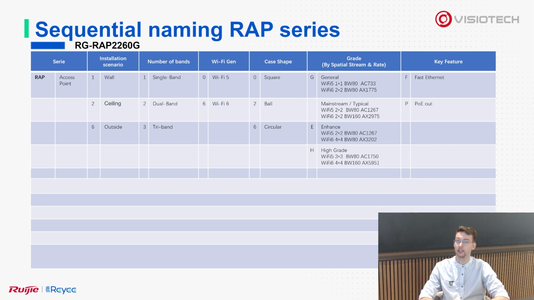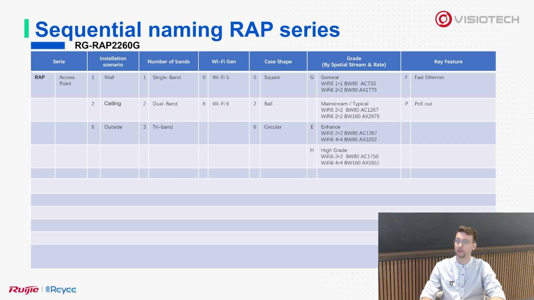Then basically the shape itself of the device. As you can see, we have 3 different shapes: a square shape, a ball shape, which most likely are going to be the outside access points, and we have a circular shape as well in this series. Then the grade.